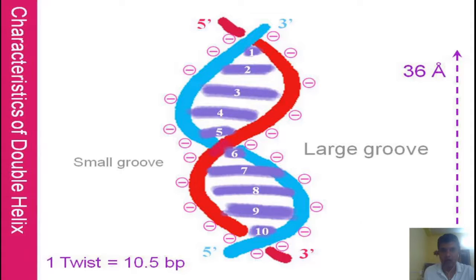About the physical properties or dimensions, the diameter is 20 angstrom, whereas the helix rise per helical turn is around 36 angstrom. Then it shows small grooves and large grooves. Then there are about 10 bases per helical turn. So this is about the structure of nucleic acid.